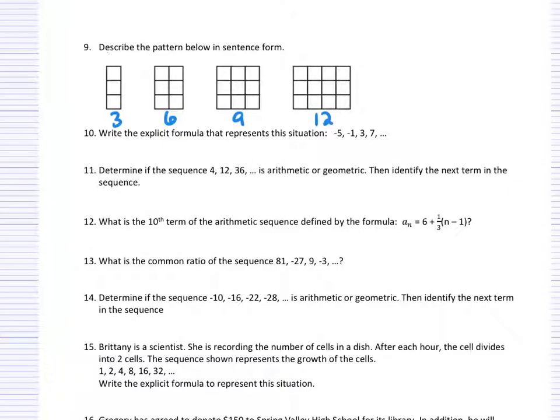Number 9, describe the pattern below in sentence form. Again, on the test, this is going to be a multiple choice question, and I went ahead and wrote the number underneath the blocks. The first one is 3, then 6, 9, and 12. It looks to me like they are adding 3 every time, which would make this an arithmetic sequence because it is adding or subtracting.